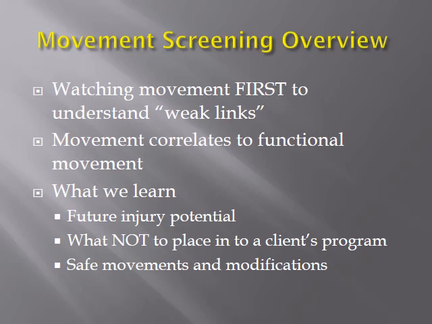This also helps us to understand what not to do, what we don't place in the client's program. For example, if the client can't get their arms overhead on a shoulder flexion test, then I am not putting overhead pressing in their program. I'm going to work on improving the mobility of their upper back, and I'm going to do some things to address those areas before we start to look at this. Maybe I never overhead press this person, but the key is that I see this before it ever occurs so we can be safe and we can modify as needed.